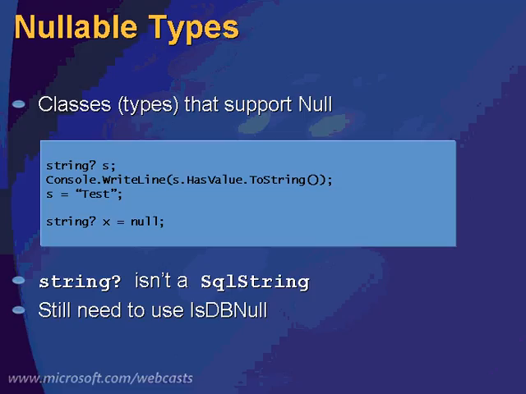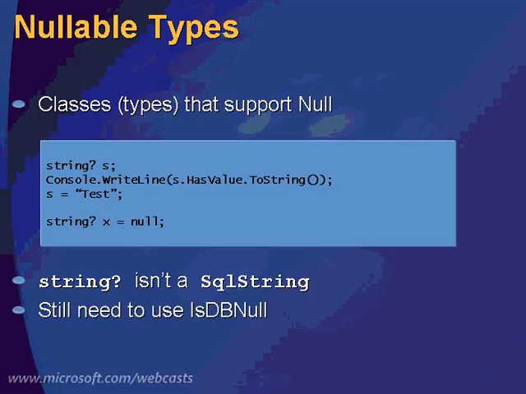With these, you just declare a string, and you just string question mark. Now, the property to check for null is backwards of the way it is on the SQL type. Instead of checking isNull, you check has value, and that's either true or false. And then you can just assign that just a straight null value.